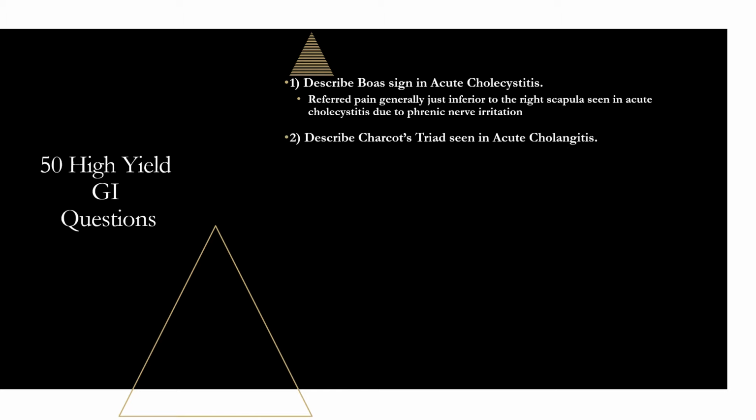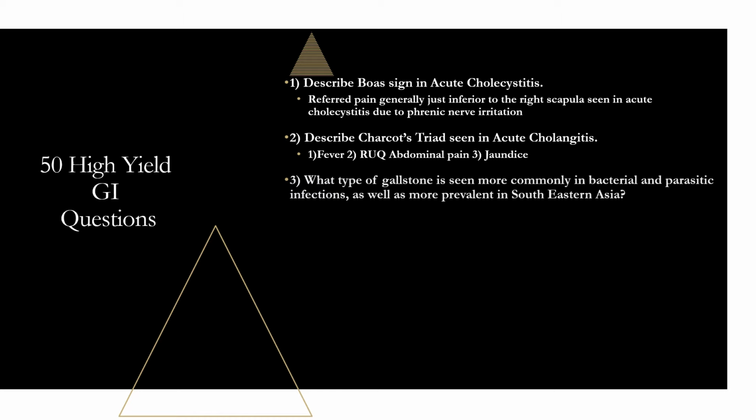Describe Charcot's triad seen in acute cholangitis. So this is going to be three things that you'll see: fever, right upper quadrant abdominal pain, and jaundice. So it's actually not very common to see all three in patients. Only about maybe half of the patients that have acute cholangitis will actually have all three. And remember, if they have hypotension and altered mental status in addition to these three, that's known as Reynolds' pentad. So be aware of that as well.